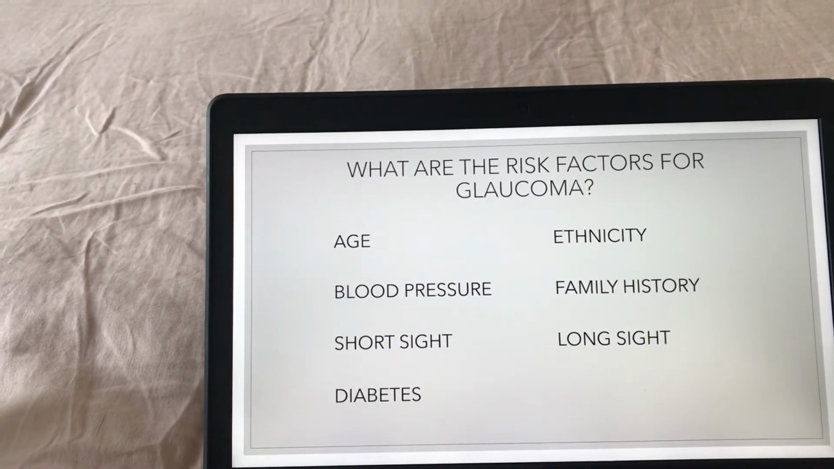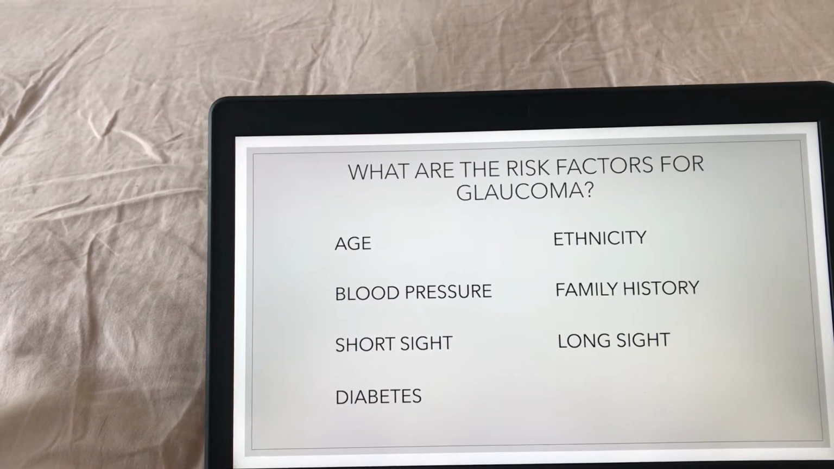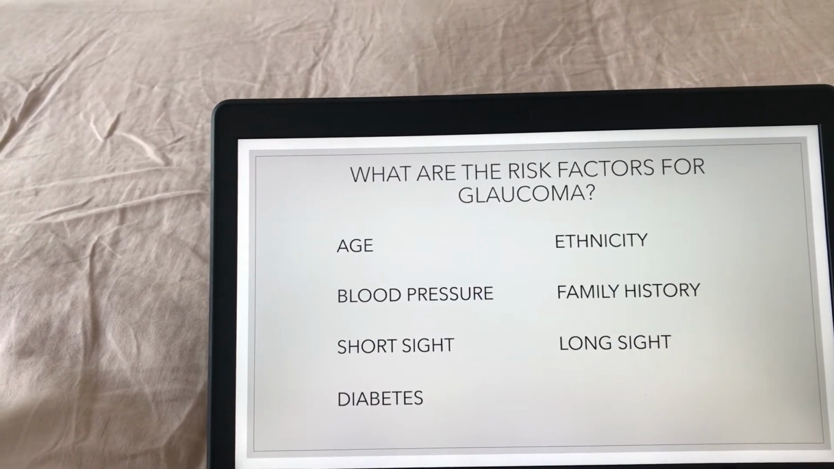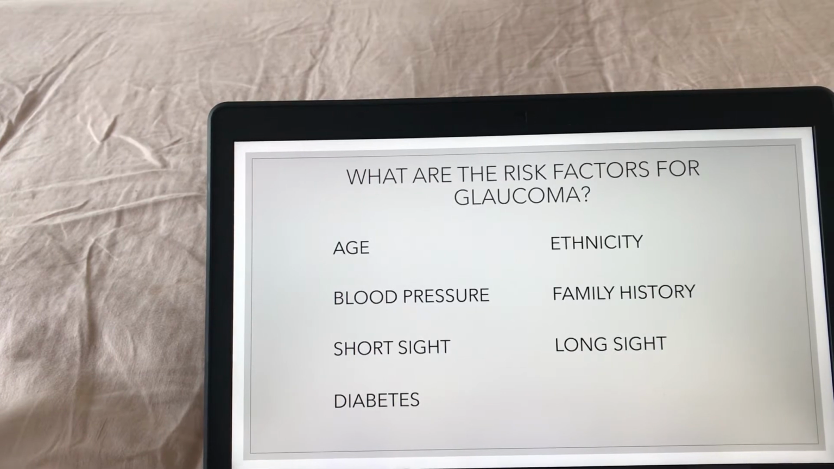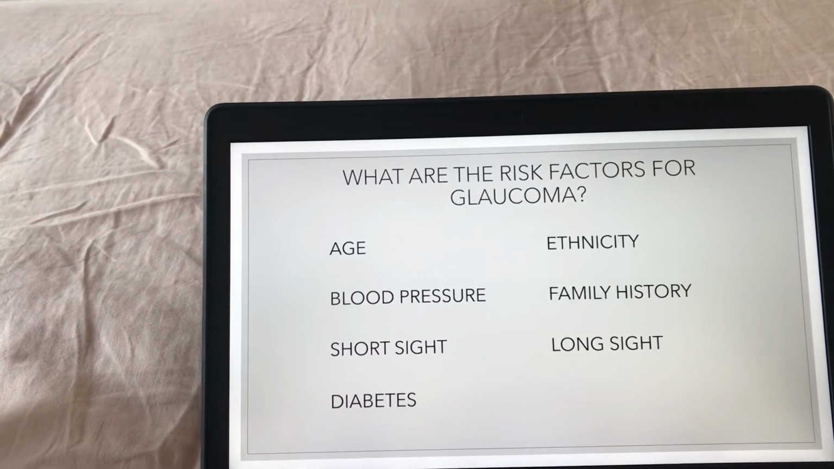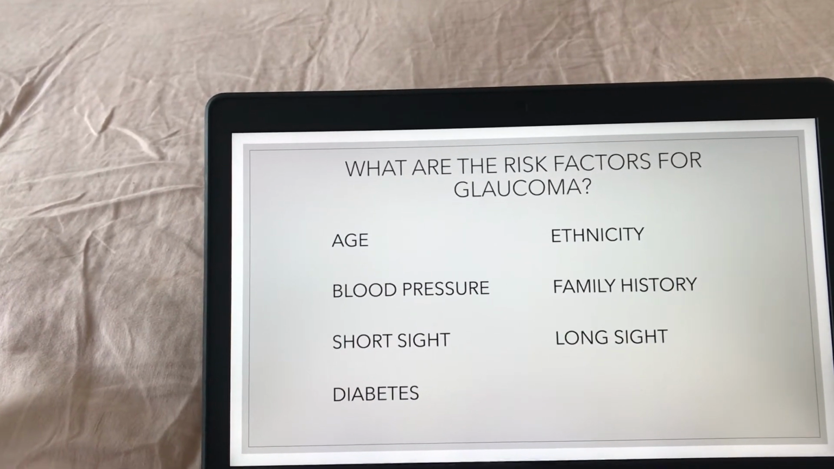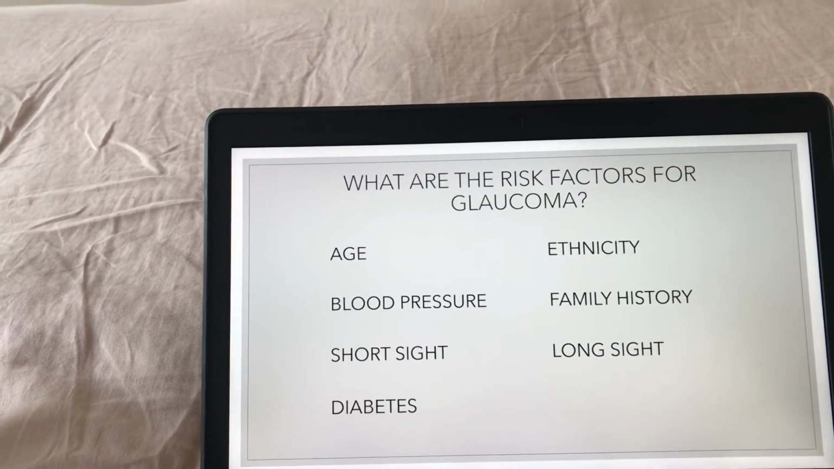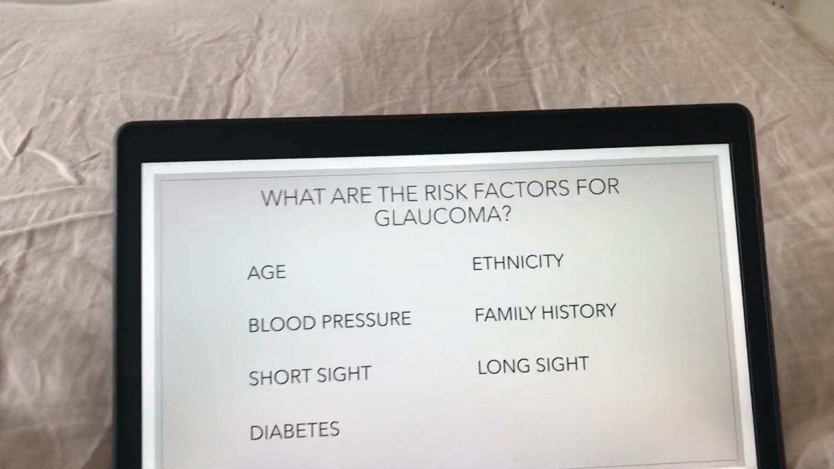Short-sightedness: people with short sight are at increased risk of developing it, and also people with long sight are at an increased risk of developing primary angle closure glaucoma. And also diabetes, as we know, so people with diabetes may be at a higher risk of developing it.